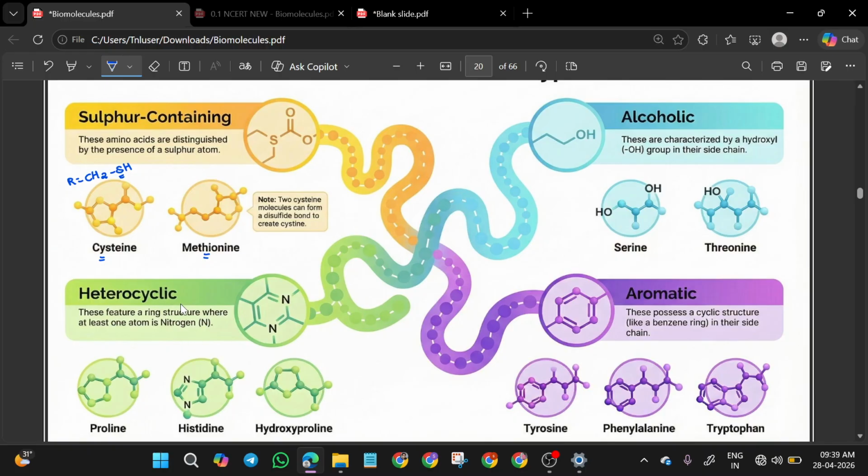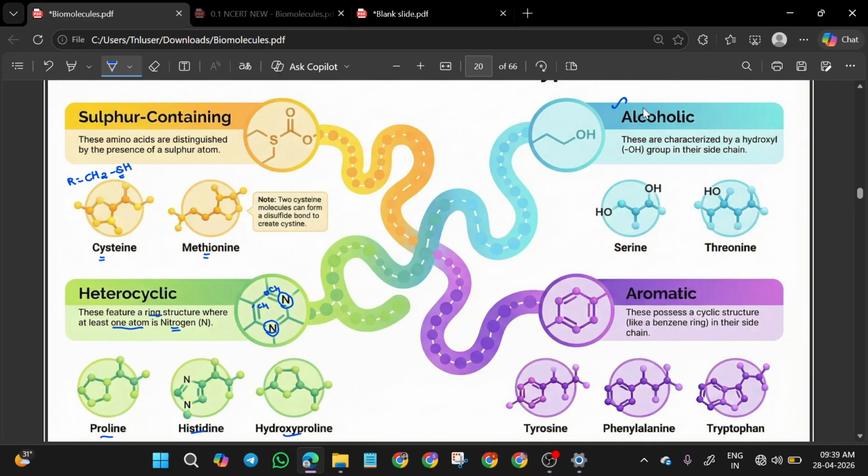Heterocyclic means it has a ring structure in which at least one atom is nitrogen. So there will be a ring structure. Usually the ring has CH, but if at some point there is nitrogen instead of CH, that is called heterocyclic. There are two types, homocyclic or carbocyclic. If there is only CH, that is called carbocyclic or homocyclic. But if instead of CH there is N somewhere, or oxygen, any atom other than CH, that is heterocyclic. These examples are also not required, you just know: proline, histidine, hydroxyproline.